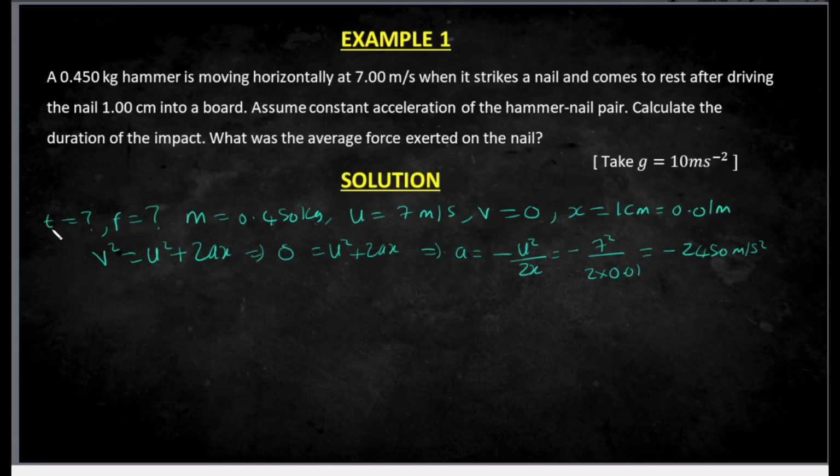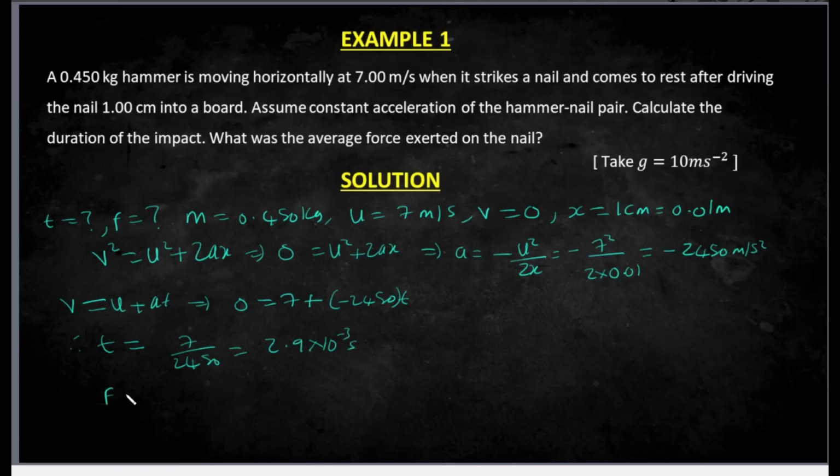Then now let's try to find the time. Also applying the equation of motion, v equals u plus at. Already we know that v is 0. Our initial velocity is 7. Then acceleration is minus 2450. Then we are looking for time. Of course this is v equals u plus at. Then make t the subject of the formula, we are going to get 7 divided by 2450, and that will give us 2.9 times 10 to the power of minus 3 seconds.